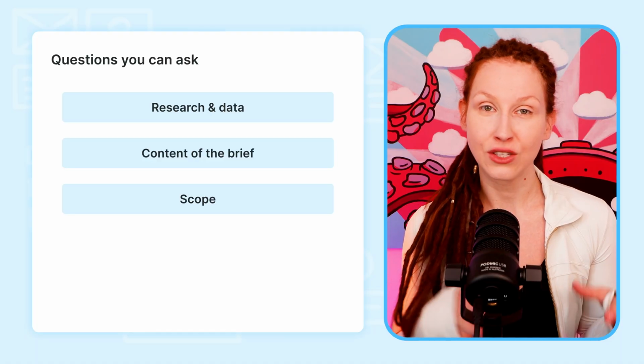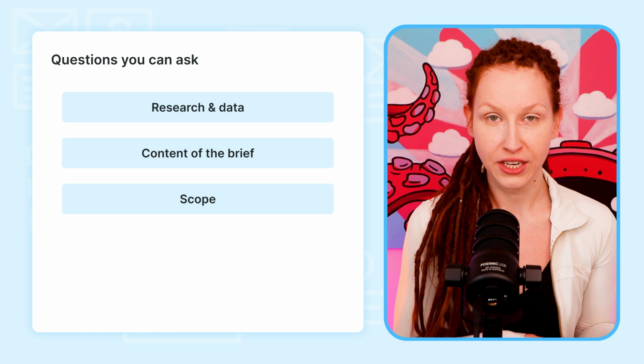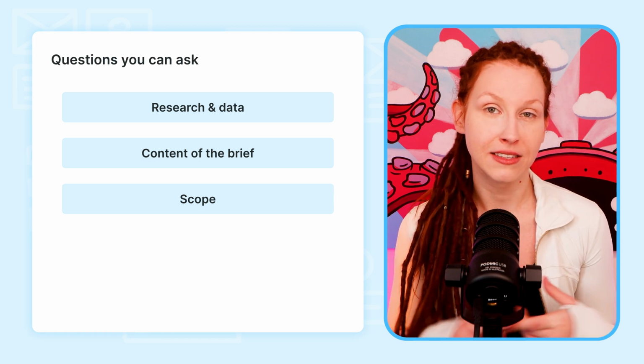Another area is the scope, so what they expect you to prepare as a result of this design exploration. It might be low fidelity or high fidelity designs, maybe some flows, etc. If it's not mentioned in the brief explicitly, you absolutely have to ask about it, because otherwise you're setting yourself up for failure regarding the deliverables.